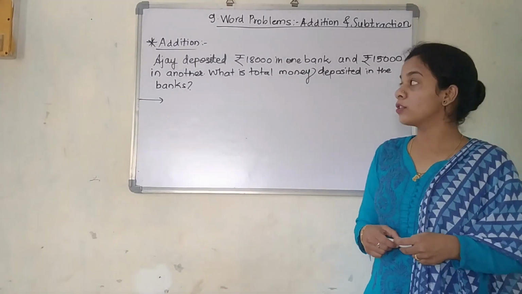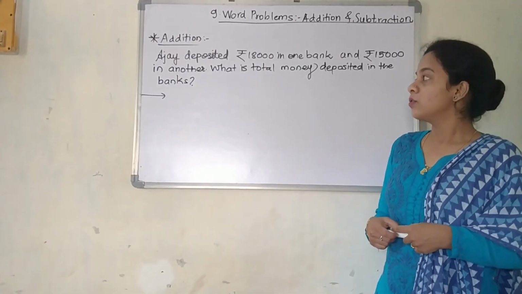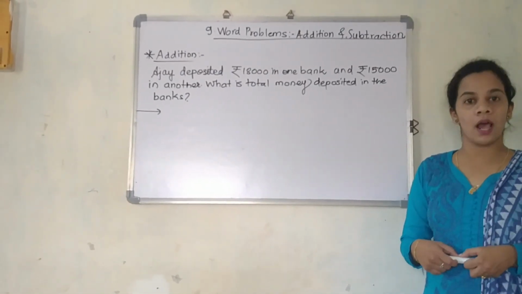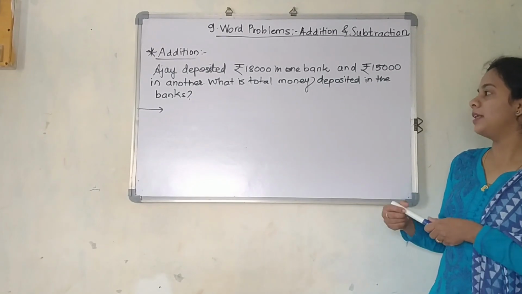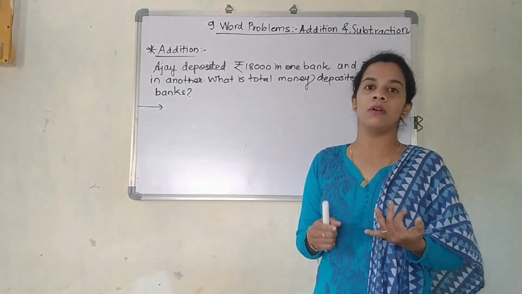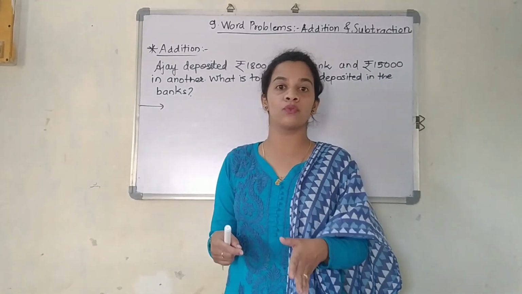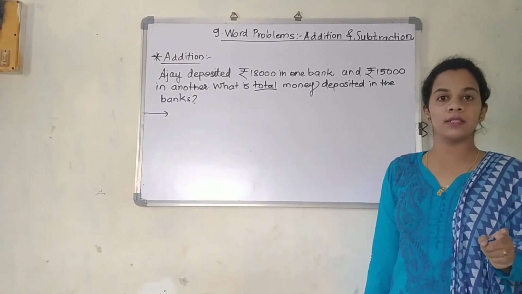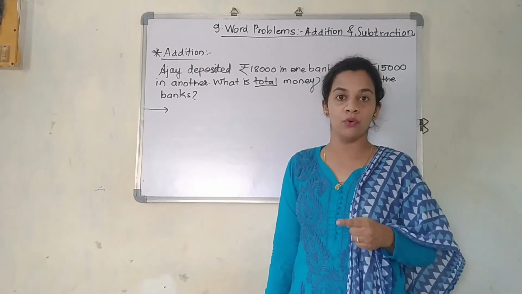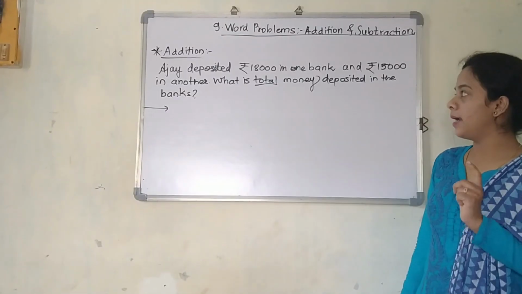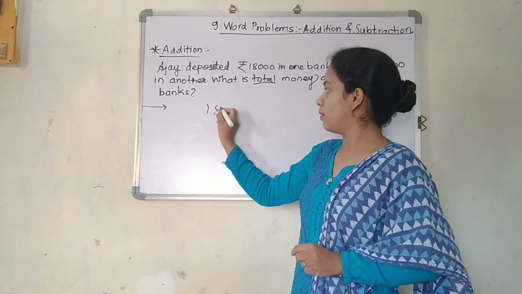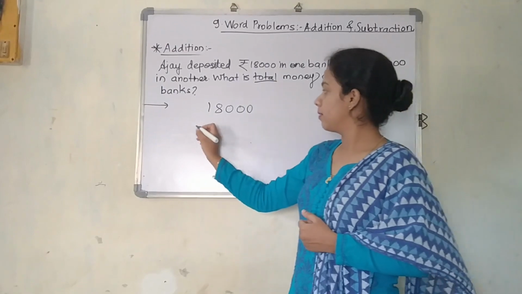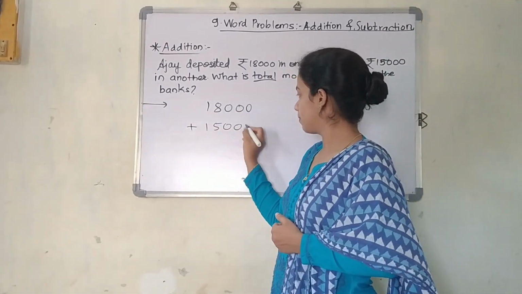So now we are going to see the next question, which is based on addition. Ajay deposited rupees 18,000 in one bank and rupees 15,000 in another bank. So what is the total money deposited in the bank? Just now I have told you, if the word occurs like sum, altogether, total, we are supposed to do the addition. So here in the main question you can see the word total is present. So what we are supposed to do? Yes, we are supposed to do the addition of these two particular numbers. So Ajay deposited 18,000 in one bank, so we are going to write 18,000 first over here. And he deposited 15,000 in another bank, so we are going to write 15,000 here.